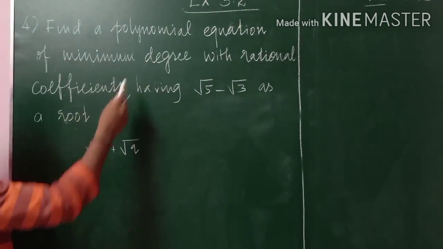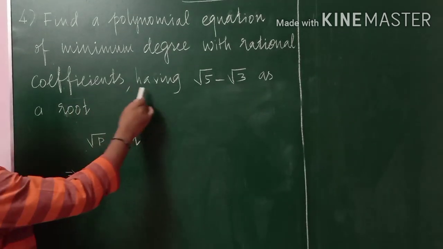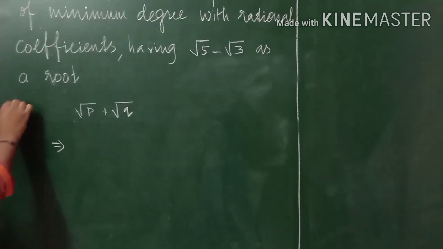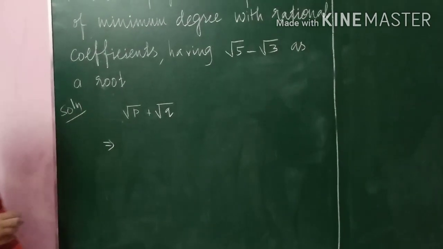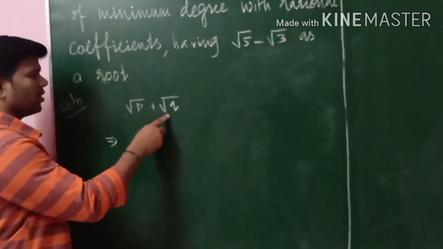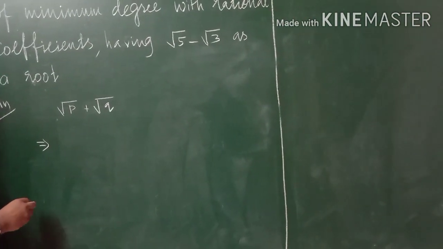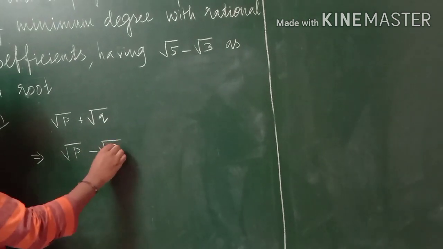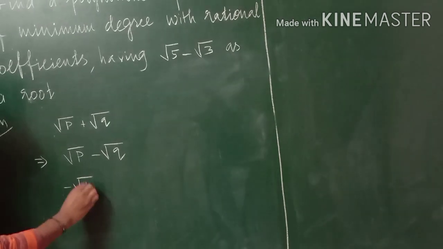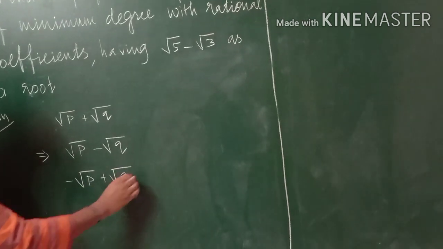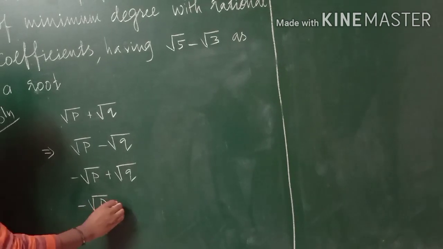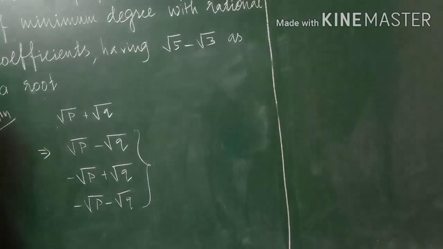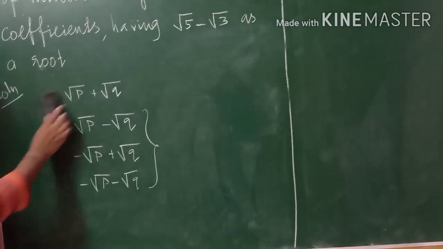Now exercise 3.2, fourth sum. Find a polynomial equation of minimum degree with rational coefficients having square root of 5 minus square root of 3 as a root. So we have seen the third note in the introduction. If square root of p plus square root of q is a root of the polynomial equation, then square root of p minus square root of q, minus square root of p plus square root of q, and minus square root of p minus square root of q are also roots of the same polynomial equation. Likewise here also.